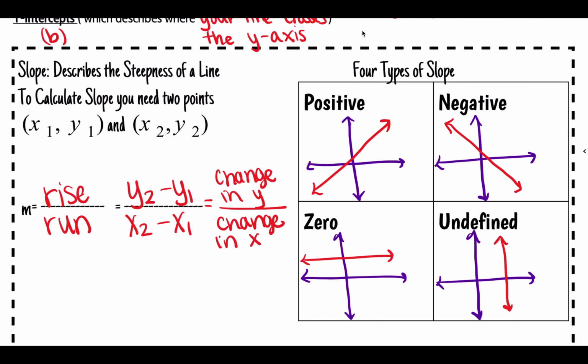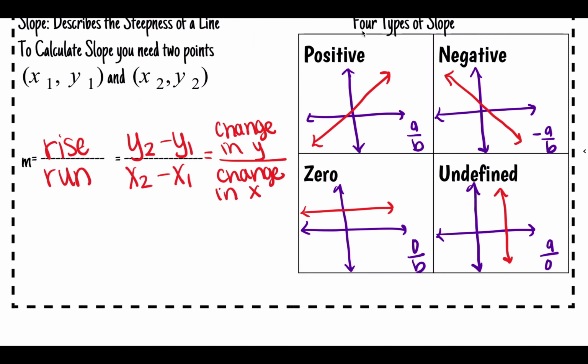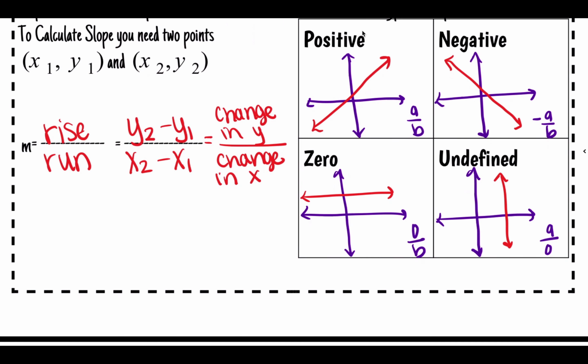So if we were to write these as fractions, positive would be a over b. Negative would be a negative a over b. A slope of 0 would be 0 over b. And undefined would be a over 0. So see how that 0 is on the bottom? That's undefined. When it's 0 on top, that's just 0. So think in your calculator, if you did 0 over 2, that's just 0. If you had 2 over 0, that would be an error or undefined.